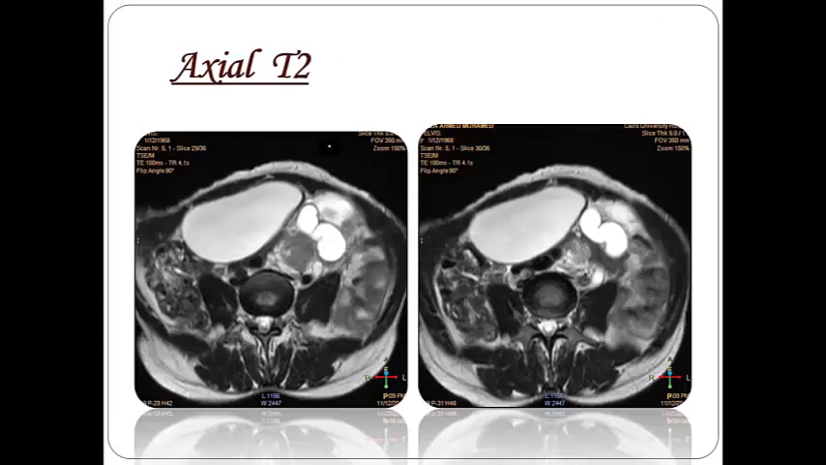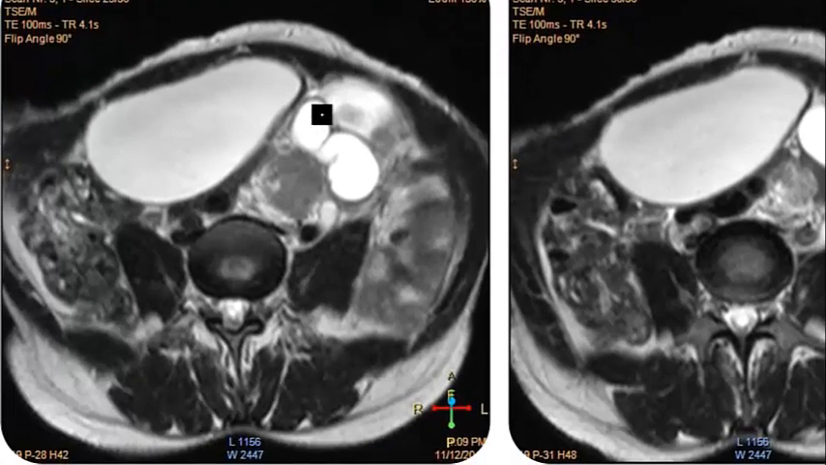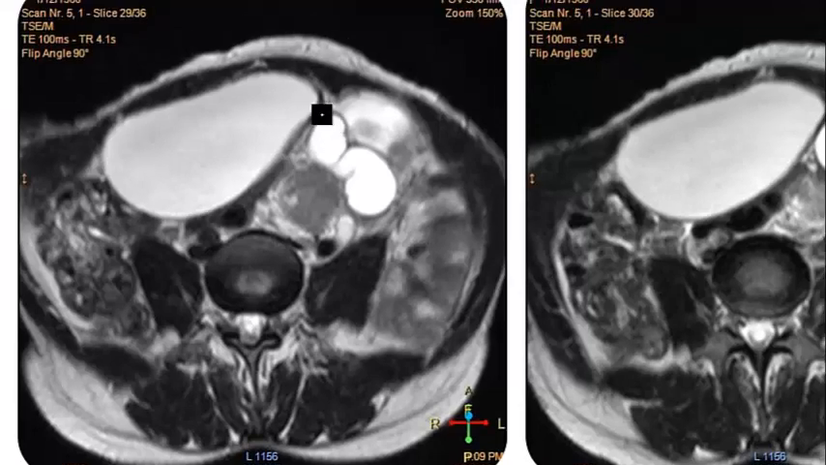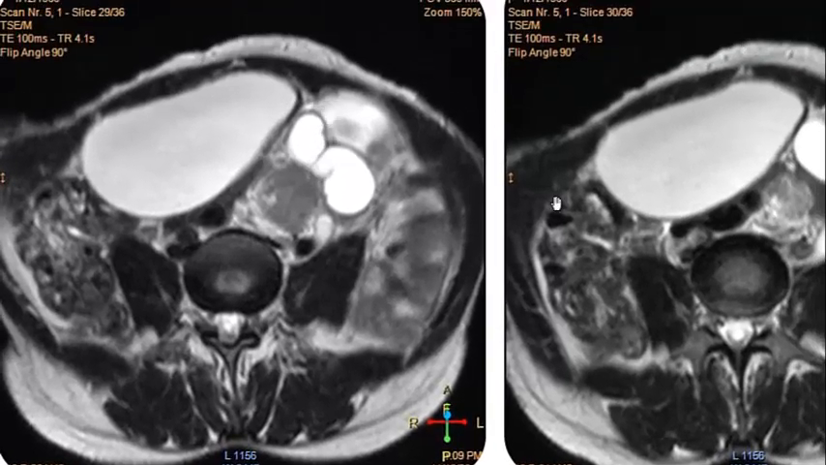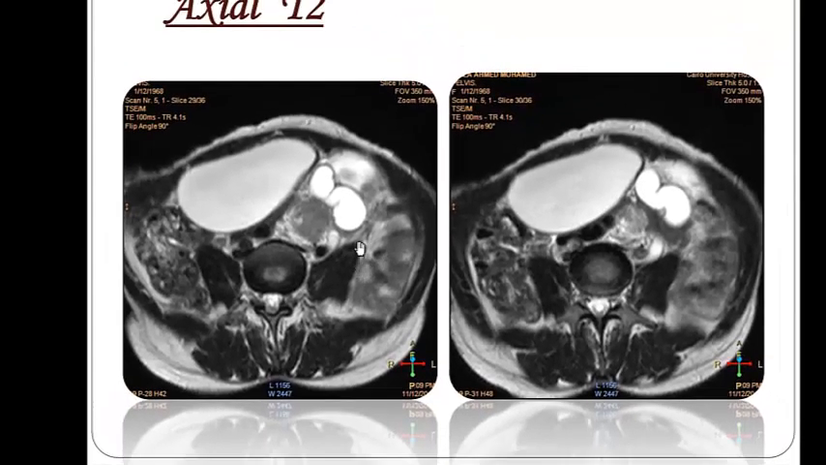But again, there are other findings. Here, what we have is a mass in the left adnexal region, and here we have a mass, and we have the typical dilated serpiginous fallopian tube. Here also, this is a dilated fallopian tube, and a mass in the adnexal region also.